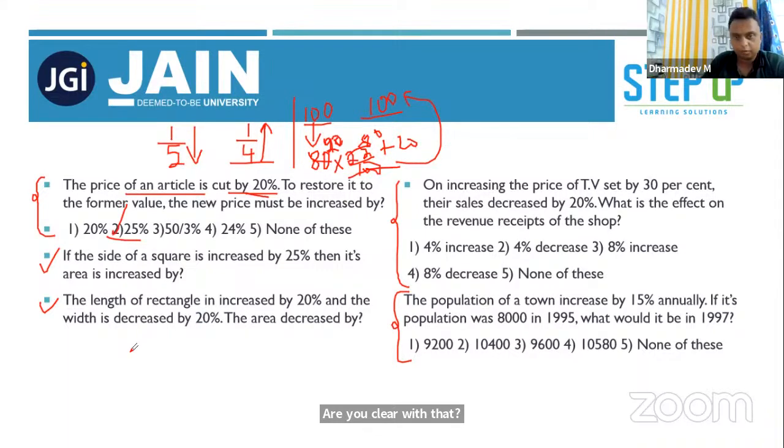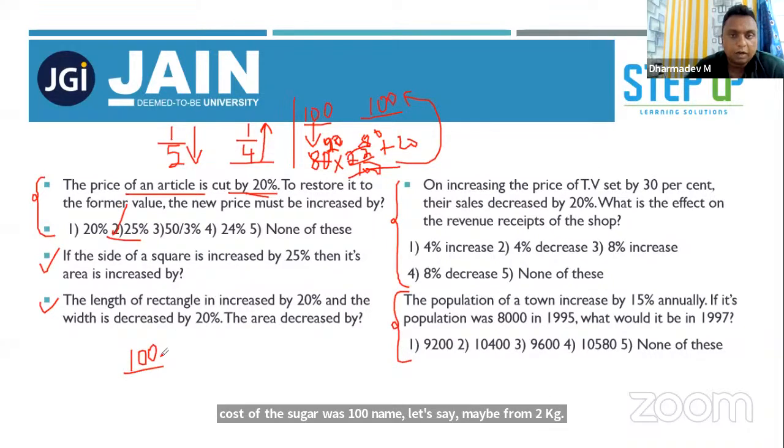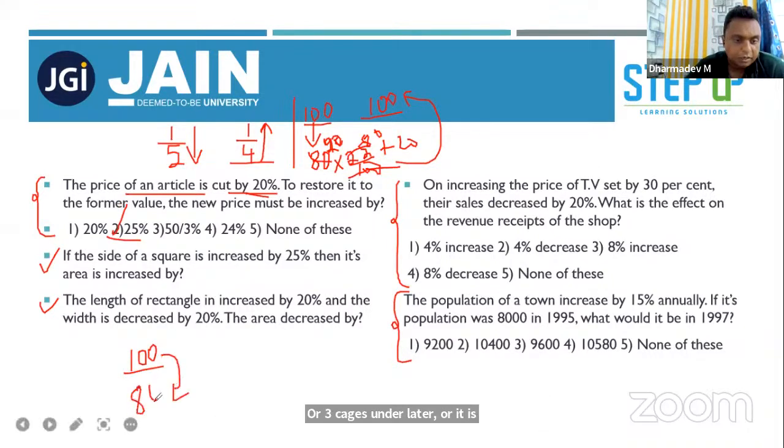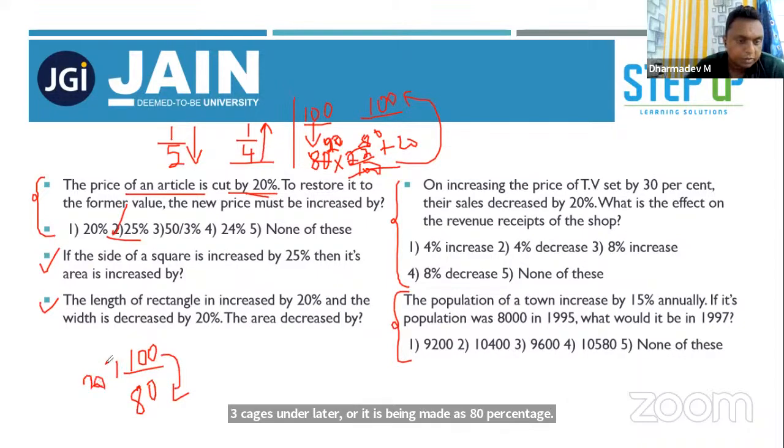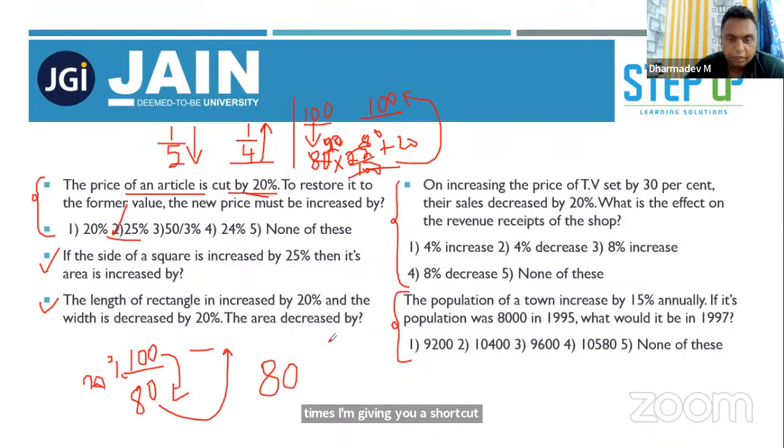Are you clear? The cost of the sugar was 100 nairas. Let's say maybe from 2 kg or 3 kg is 100 naira, and it is being made as 80 percentage. That means 20 percentage it has been reduced. So now they're trying to increase back to the 100. That means how many percentage it should be there. So 80 times, I'm giving you a shortcut. 80 is equals to 100 percentage. To bring it back to 100, how many percentage it is?